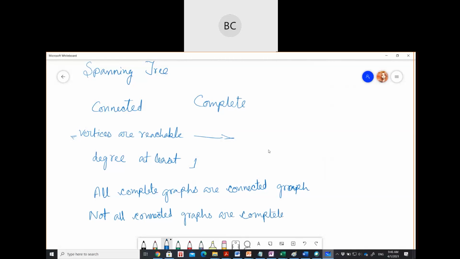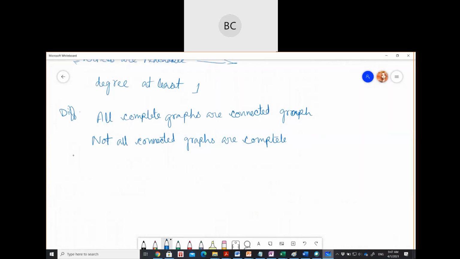Okay, and what's the other difference? Can you guess what can be the other difference? This is the difference. Can you guess?